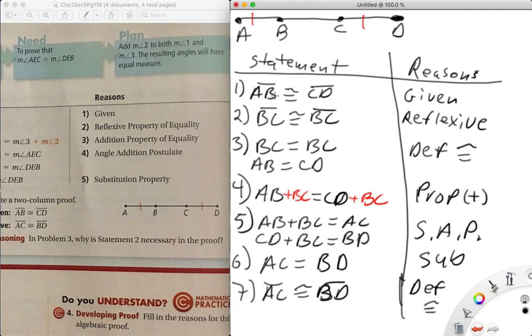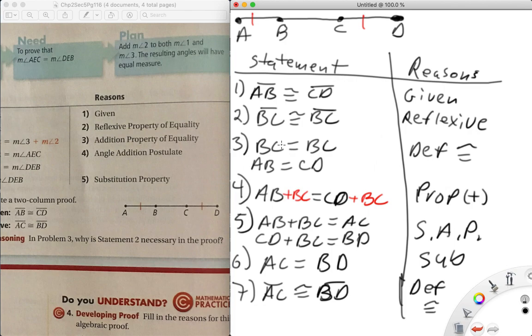So first step, I got my stuff that's given to me. Second step, BC is congruent to itself. Third step, if they're congruent, then they're equal. So BC is equal to BC, AB is equal to CD. Fourth step, I add BC to both sides, addition property of equality. Fifth step, I said that AB plus BC is equal to AC, and CD plus BC is equal to BD, segment addition postulate, which says that the two smaller segments are equal to the bigger segment.